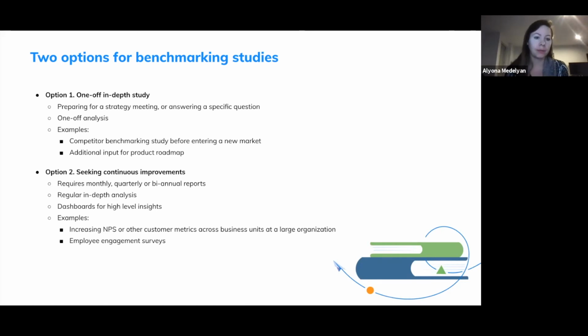or when you need additional input for your product roadmap. The second option is where you're basically trying to align everybody in the company, and you need to make sure that people are continuously improving. And this is when you use things like monthly, quarterly reports. And here you need both the in-depth analysis to actually understand what all of the different things that you will be tracking mean, and then using dashboards for summarizing high-level insights and kind of going back to them on a monthly basis.